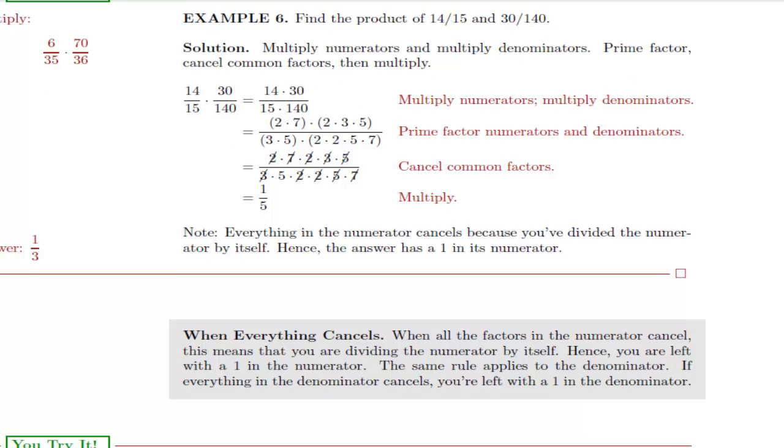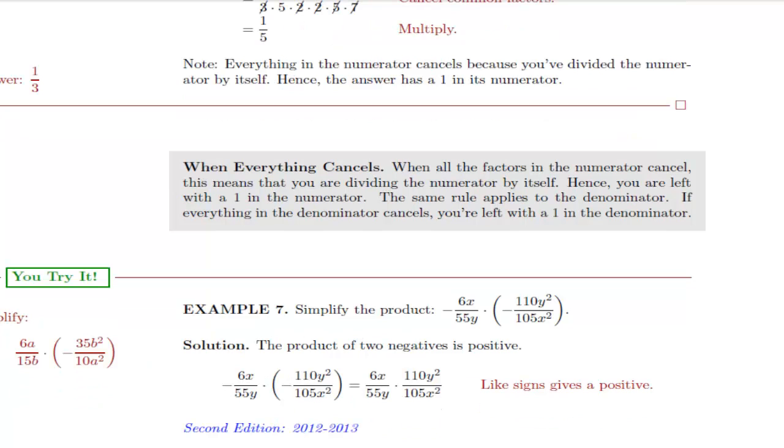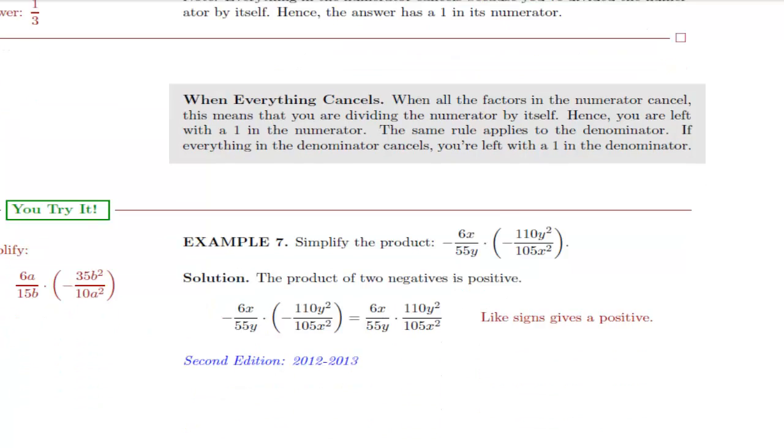Note that when everything in the numerator cancels, this means you're dividing the numerator by itself, hence you're left with 1 in the numerator. The same rule applies to the denominator. If everything in the denominator cancels, you're left with a 1 in the denominator.